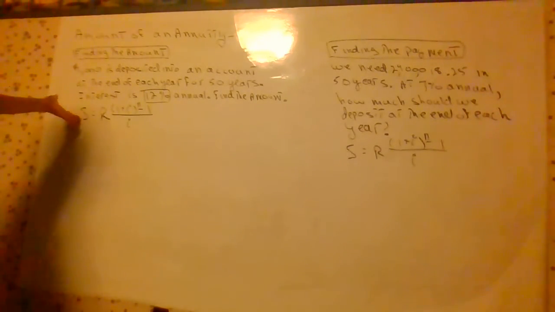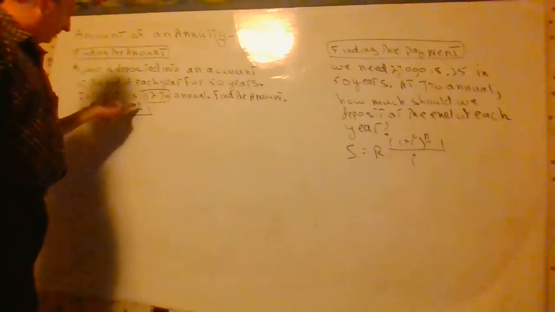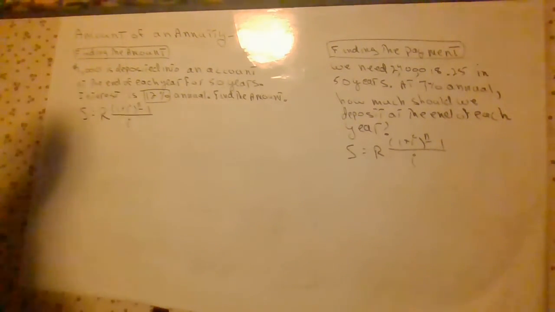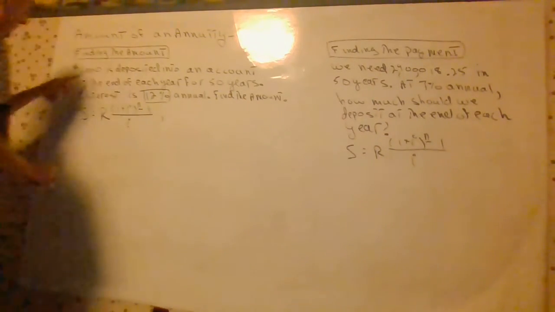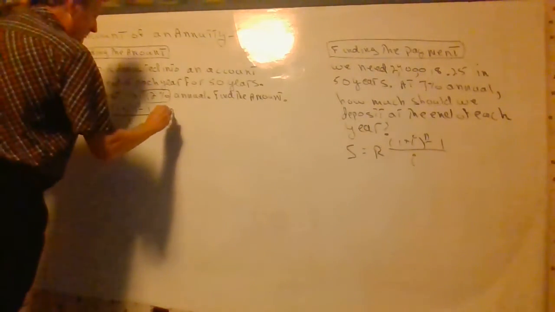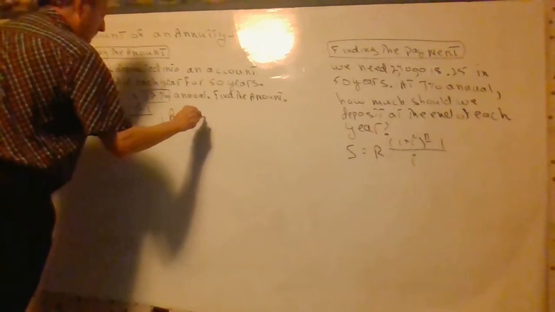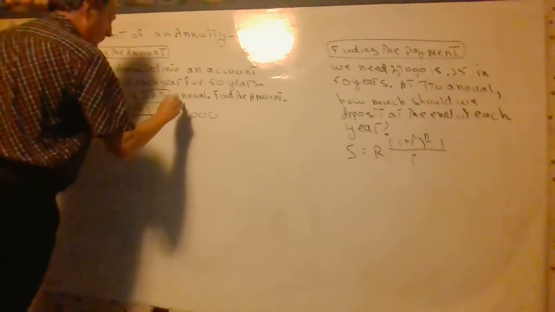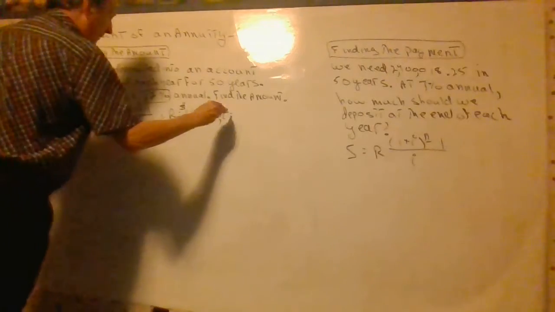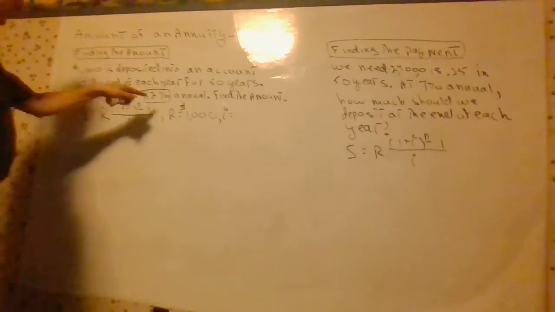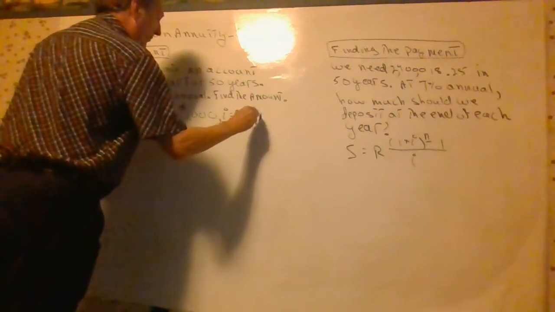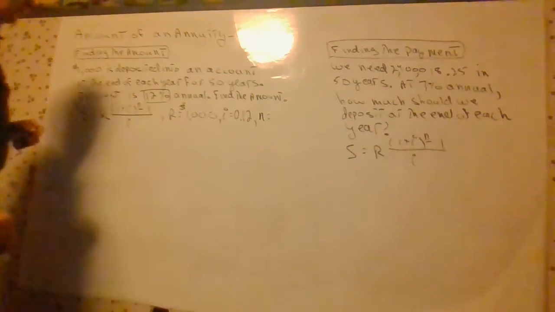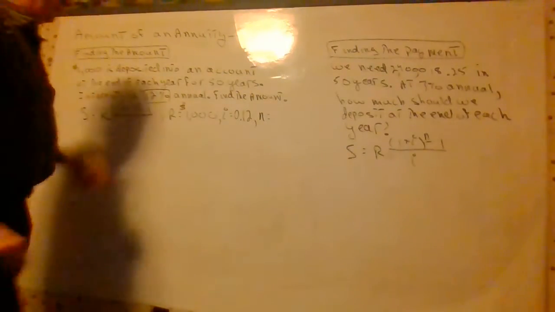Here's the amount formula. S equals R times (1 plus i)^n minus 1, over i. We're going to identify the variables. I'll do this on the same line. Well, $1,000 is the payment. And the rate in this case is 12%, 0.12. And n is equal to 50.